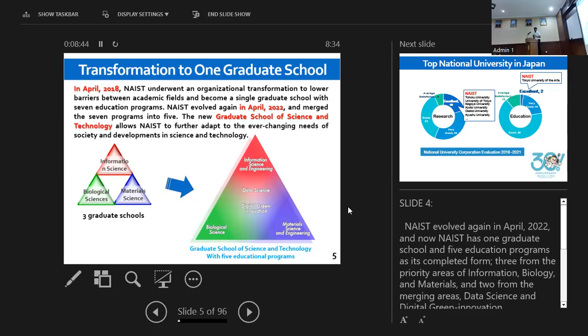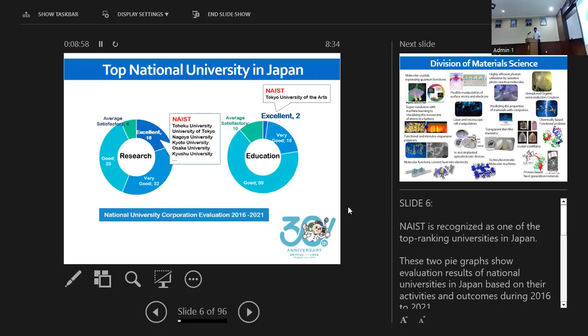And through this combination, we're able to offer 5 educational programs in information science, biological science, material science and engineering, and in combinations like data science, digital green innovation. So NAIST is one of the top national universities in Japan, even if it's very young.